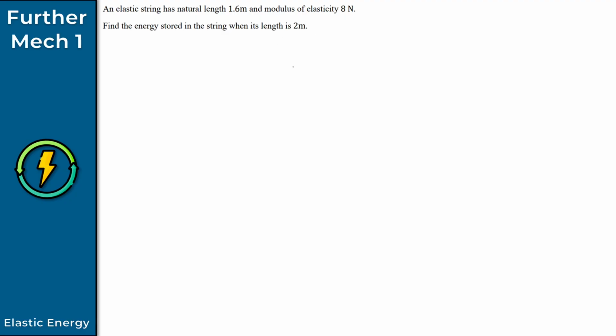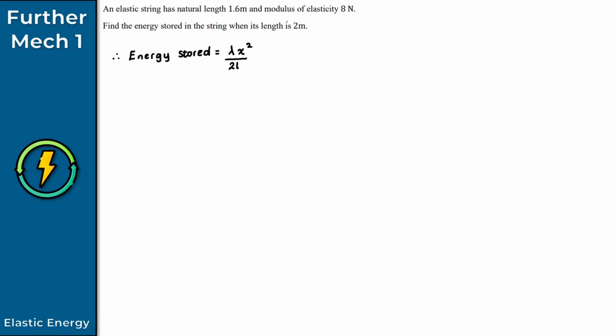So like I said, pretty straightforward, right? What you need to be aware of here is the formula for energy being stored in the string. So energy stored is equal to lambda times x squared all over 2L. So I've got lambda times x squared all over 2 times L.